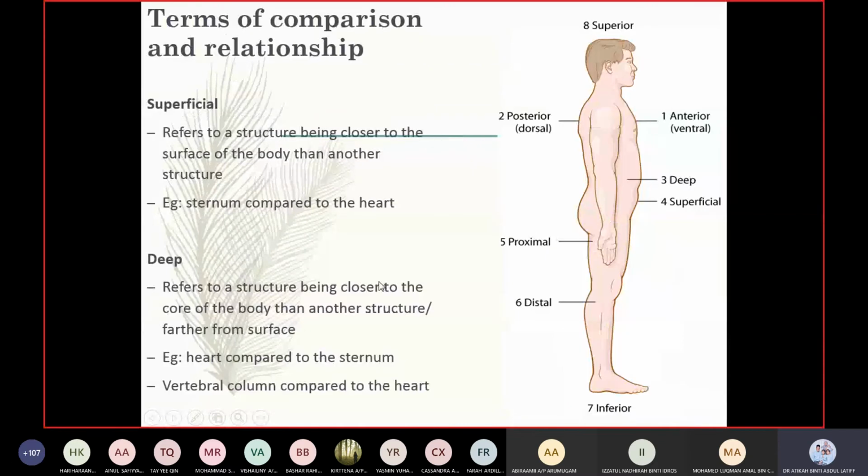In terms of comparison and relationship, next will be superficial and deep. As the name suggests, if it's closer to the skin, it's superficial. If it's deeper, then it's deep. For example, a lesion here on the skin as compared to one inside the abdomen would be superficial and deep.